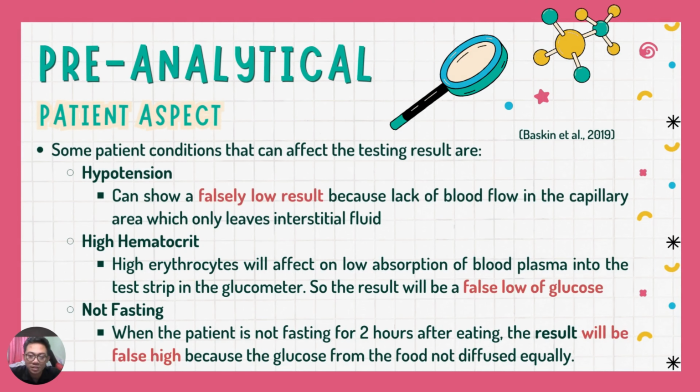And from a patient aspect, there may be some conditions that can be a concern. For example, hypotension can affect and cause a false low result. High hematocrit in the blood can also cause a false low result. And if the patient is not fasting before the test, there will be a false high result.